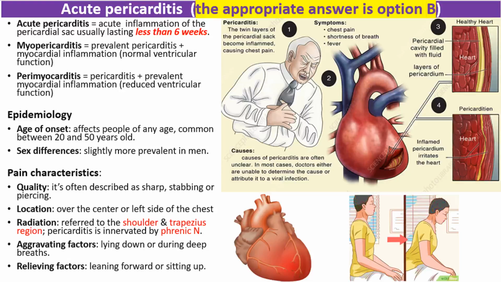The age of onset can vary, but it is more common in men, particularly between the ages of 20 and 50. Patients typically report acute, sharp or stabbing, retrosternal chest pain that improves when sitting up or leaning forward. This pain characteristic is due to the pericardium's proximity to the sternum and its aggravation by movements that stretch the inflamed pericardial layers such as lying down, or it gets worsened during taking deep breaths.